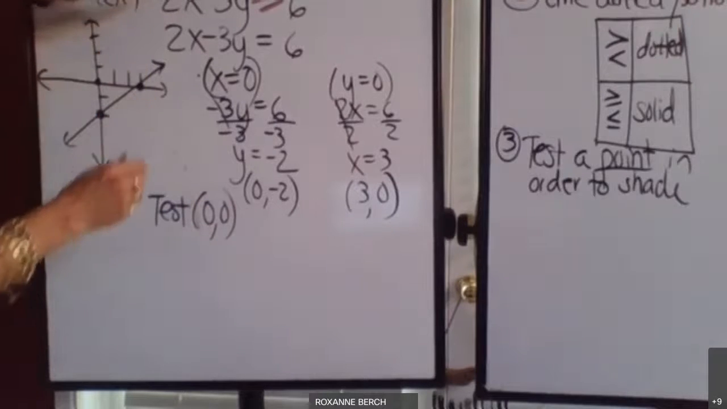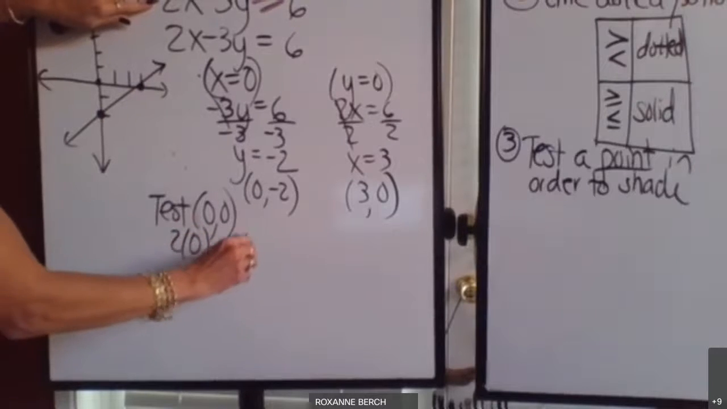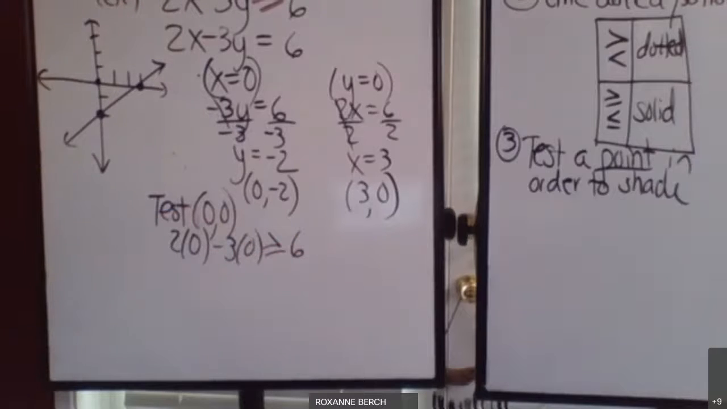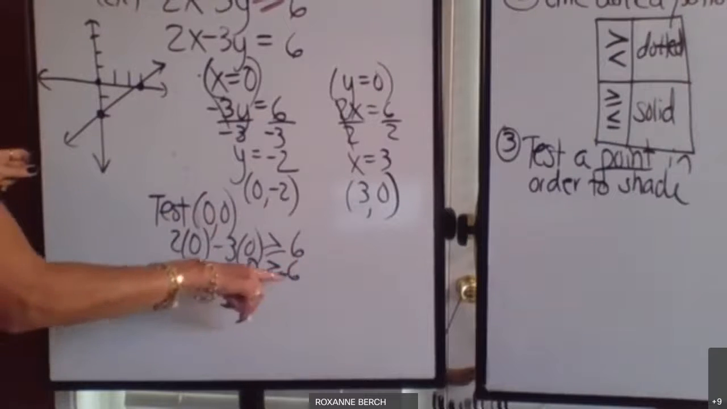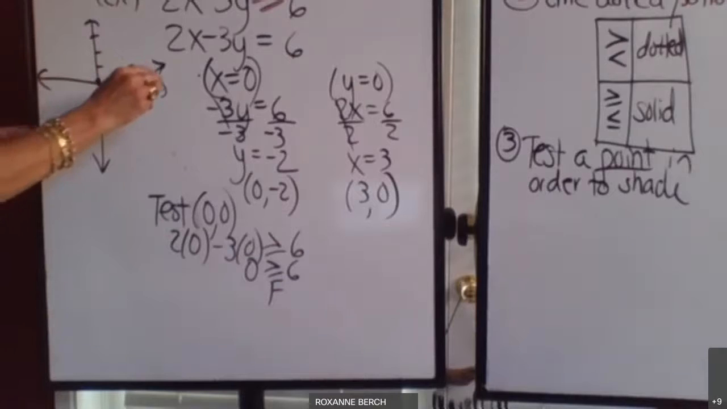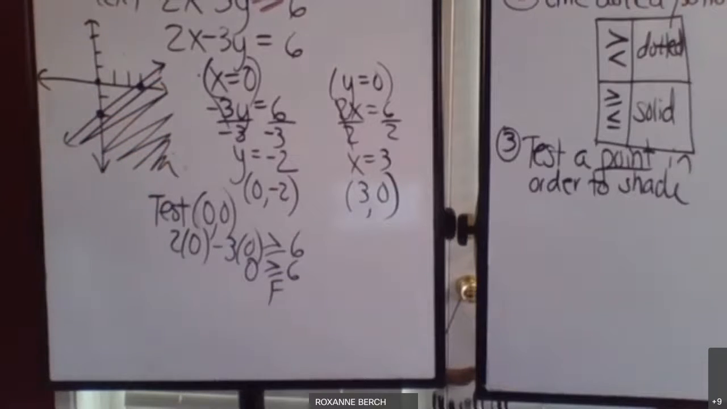So watch this. Now in this one, I'm going to take 2 times x minus 3 times y and see if I get a true or false statement. So 0 minus 0 is 0. Is 0 greater than or equal to 6? That's false. So that means do not shade him and all these other guys. And don't shade means shade the other side. So 0, 0 does not work. So that means all these solutions fail and all of these solutions work.